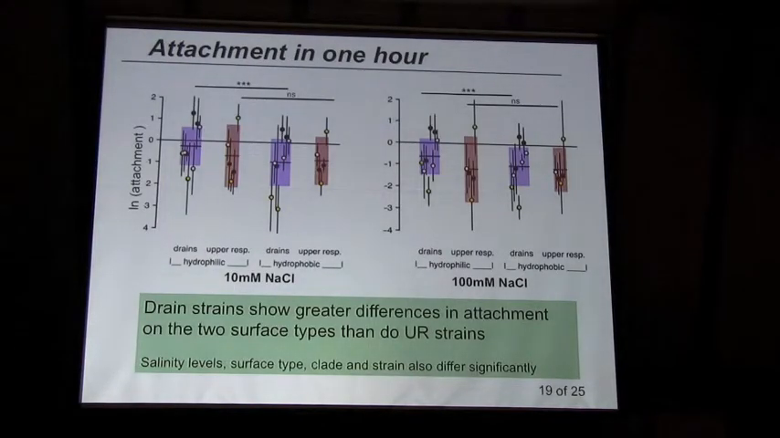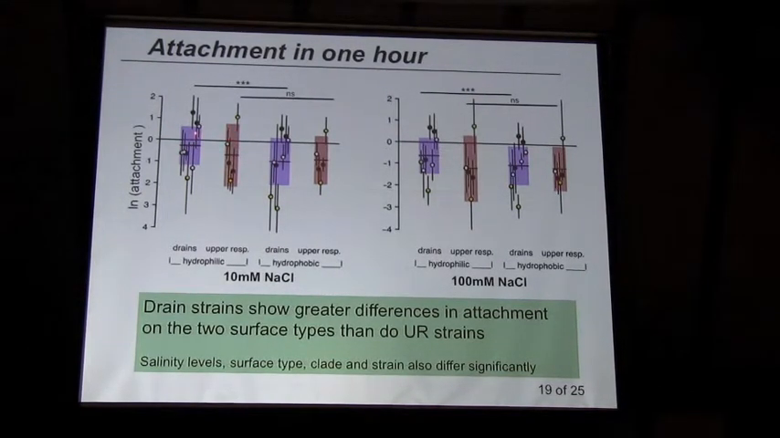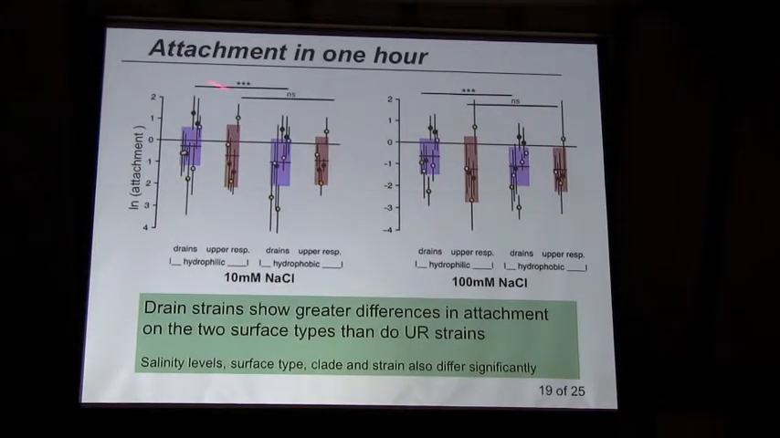Okay, so we looked at two different salt concentrations because we figure that drains and upper respiratory systems probably differ in salinity. And we also looked at hydrophilic and hydrophobic surfaces. What these graphs show is the bar is the mean for all drains and all upper respiratory, and then the rectangles are 95% confidence intervals, and then I'm showing the data for the individual strains as well. There's a lot going on here, but I just want to focus on one thing, maybe two. For drain strains, there's a significant difference in how well they attach to hydrophilic as opposed to hydrophobic surfaces. Drain strains are much better at attaching to hydrophilic surfaces. Upper respiratory strains, there's no significant difference in their attachment.